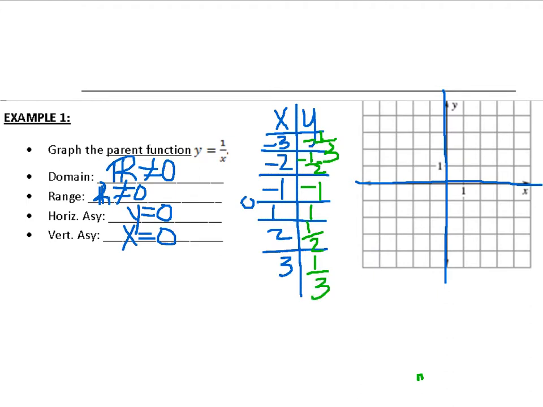And if we graph these, negative 3, negative 1/3 is right about here. Negative 2, negative 1/2 is right about here. Negative 1 is right here. So we see there's no stretch or shrink there. 1, 1 is right about here. 2, 1/2 is right about here, and 3, 1/3 is right about here. So I'm just going to draw my hyperbola in here. And there's my graph.